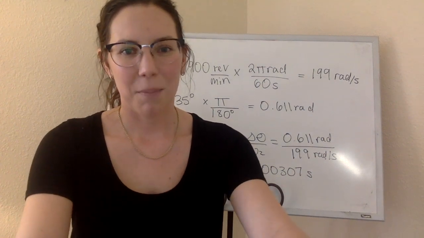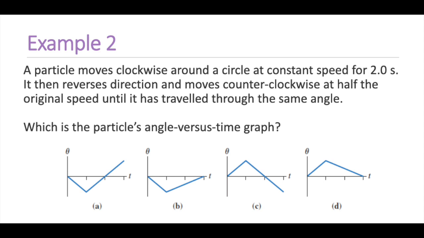Okay, next example. A particle moves clockwise around a circle at a constant speed for 2 seconds. It then reverses direction and moves counterclockwise at half the original speed until it has traveled through the same angle. What is the particle's angle versus time graph?